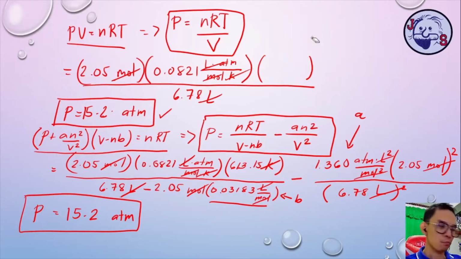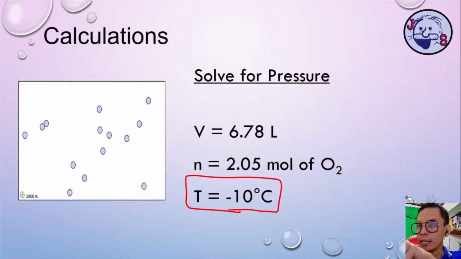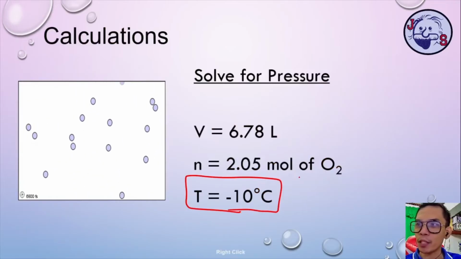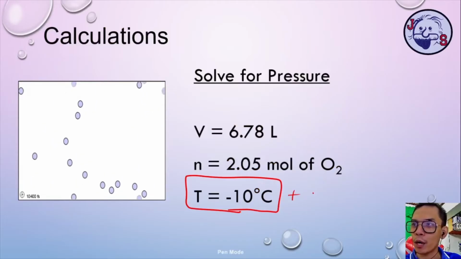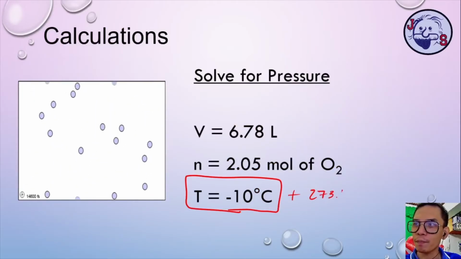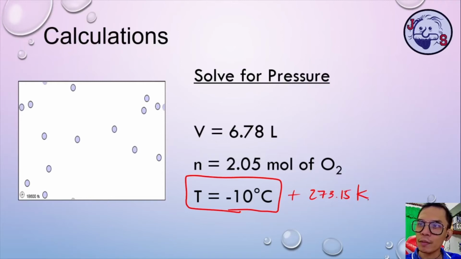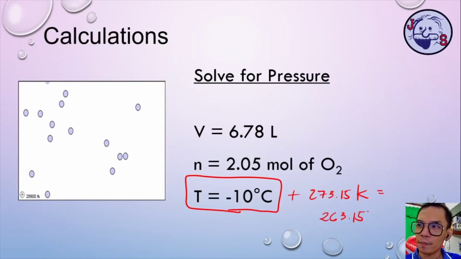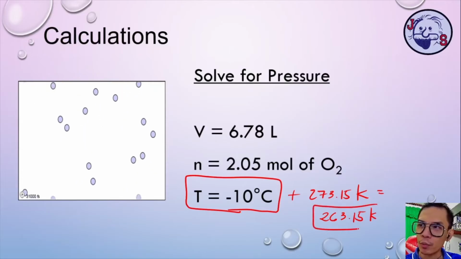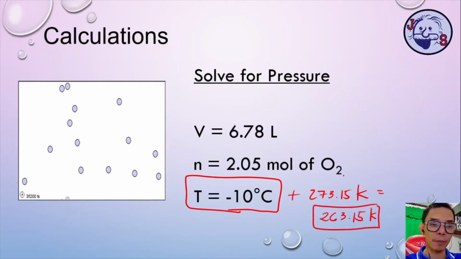Okay, so negative 10 plus 273.15 Kelvin. So that will give us 263.15 Kelvin. So this is what we are going to plug into that particular equation.